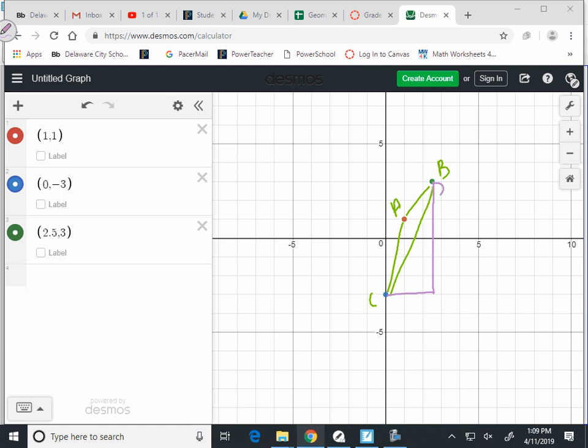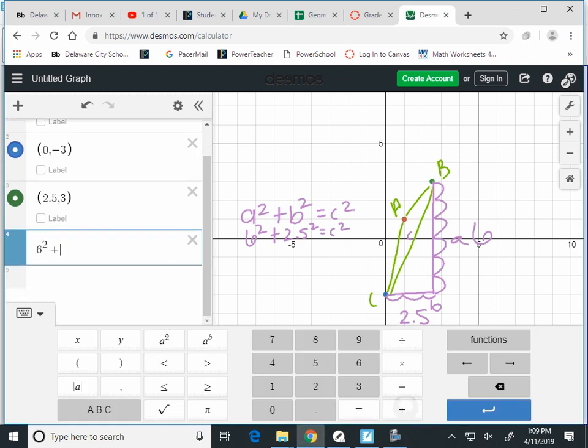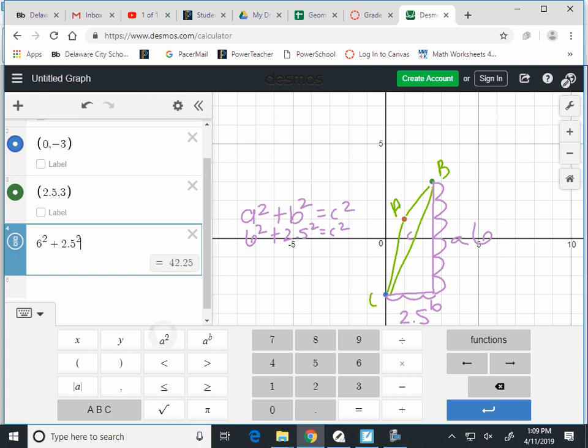So I'm going to count this like 1, 2, 3, 4, 5, 6. So this side is 6. This side, on the other hand, we went 1, 2, and then a half. So that side's 2.5. So we do the Pythagorean theorem. A squared plus b squared equals c squared. We do 6 squared plus 2.5 squared equals c squared. The side we're trying to find is always our c, and it doesn't matter, make one your a and one your b. So we plug that in: 6 squared plus 2.5 squared is 42.25.